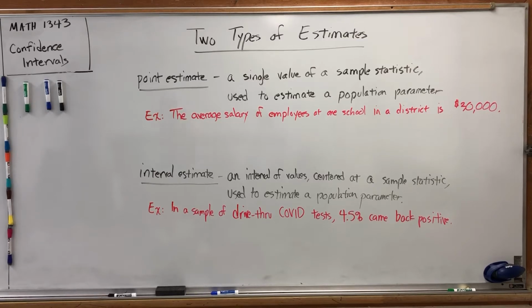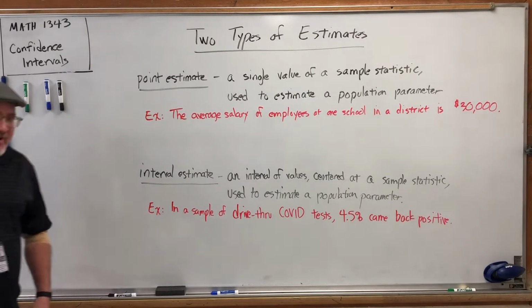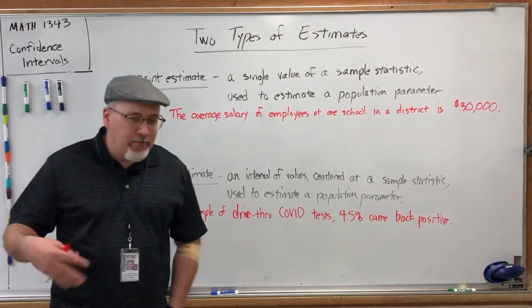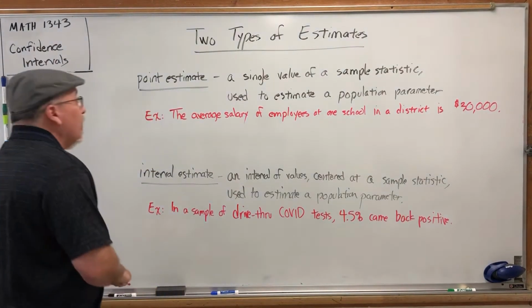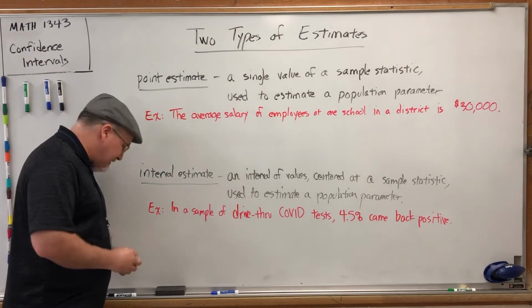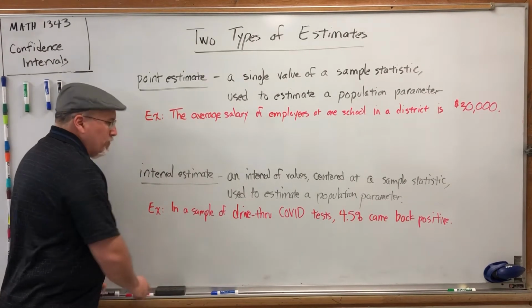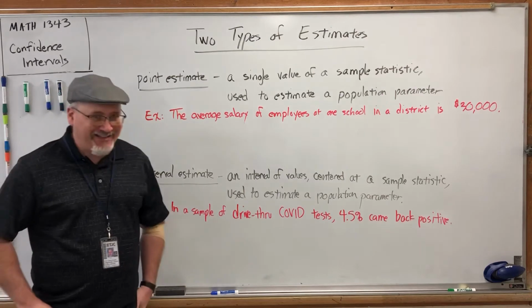Math 13-14, confidence intervals. Two types of estimates. We're about to get into the nuts and bolts of confidence intervals, but I want to do a little bit more generalization, if you will, and talk about two types of estimates. The first type of estimate we'll be using is called a point estimate.